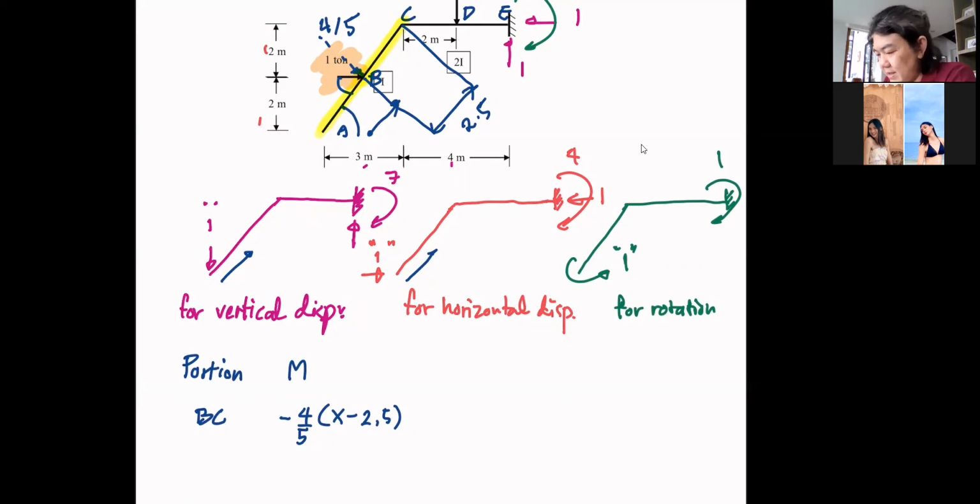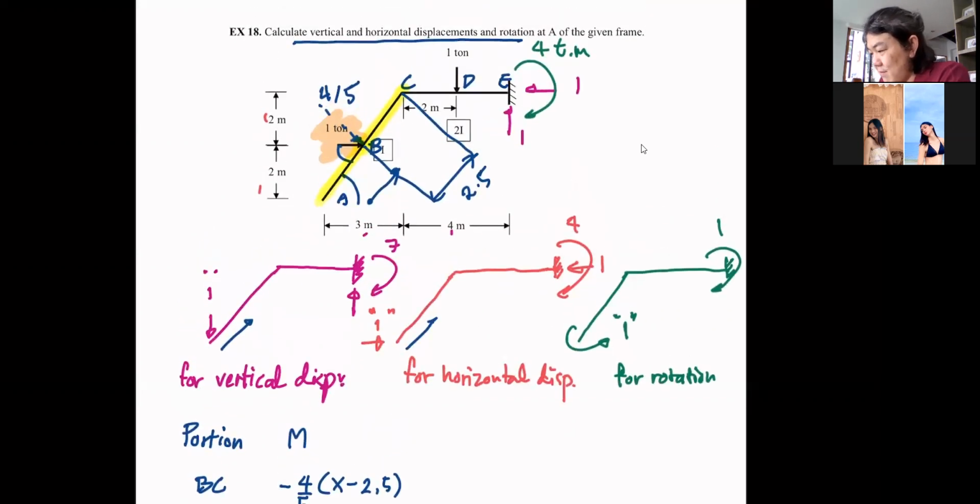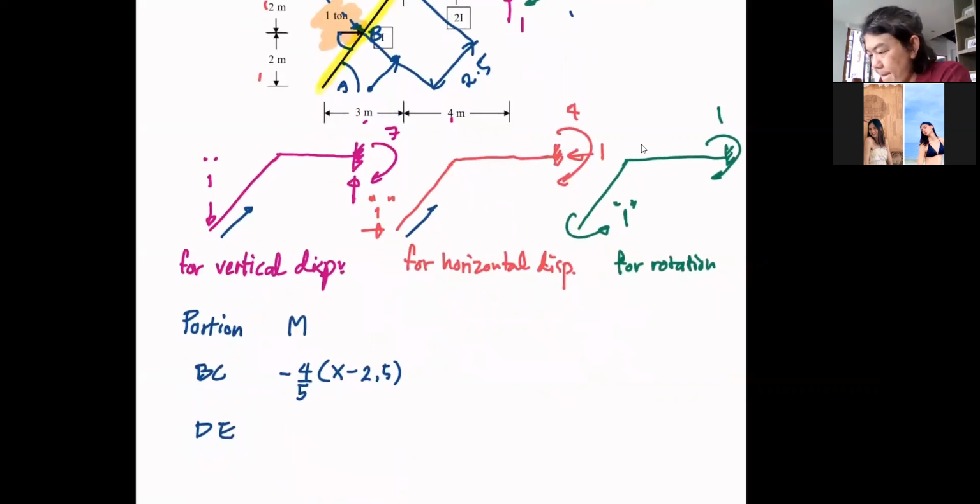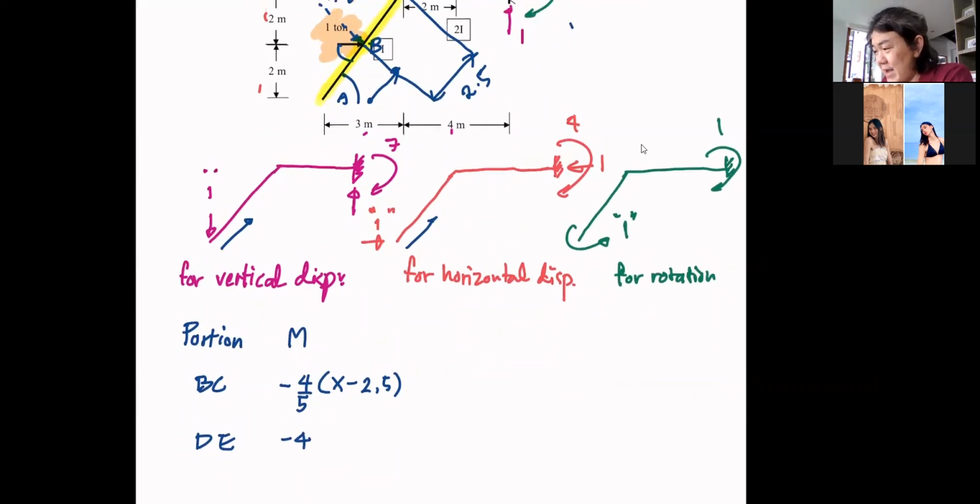So I'm just going to complete this. The next portion is for DE. But I would rather write my moment from E inward, because I don't want to calculate moment at C, right? It's not necessary. So I begin with the reaction here. So that would be -4, constant moment in the negative way. And then I have the upward reaction equal to 1 here, as you can see. Okay, so plus x.